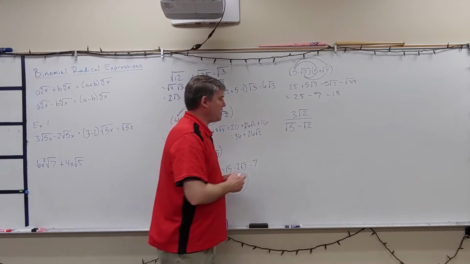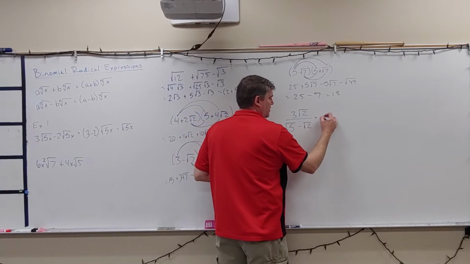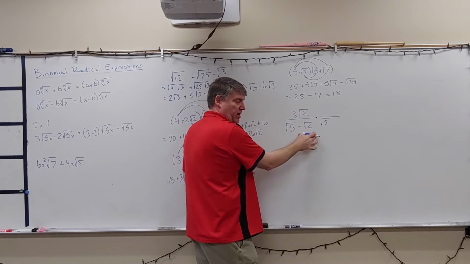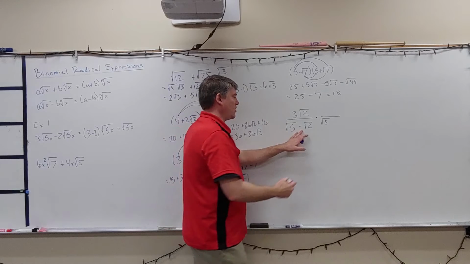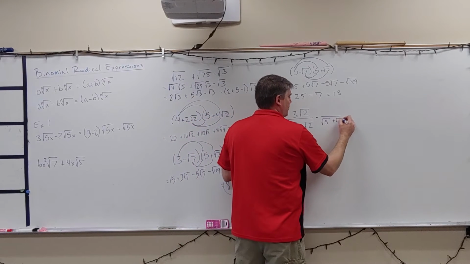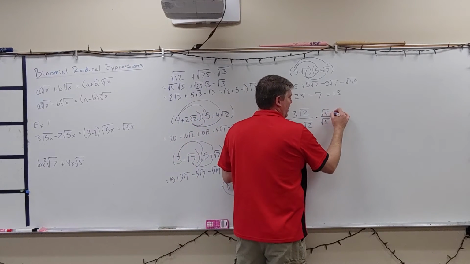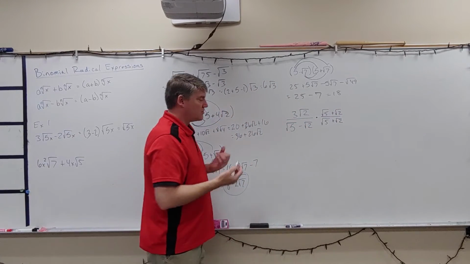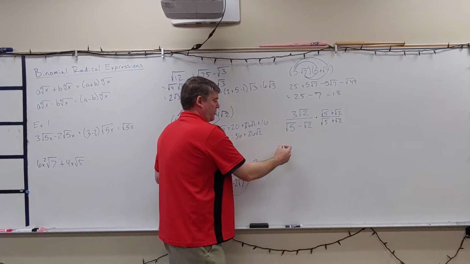Okay, so I'm going to now multiply the top and bottom by the conjugate. Well, the conjugate is the difference in sign of my second radical. So I'm going to go square root of 5 plus the square root of 2, on the top and the bottom. Okay, so now I just have to FOIL these out.